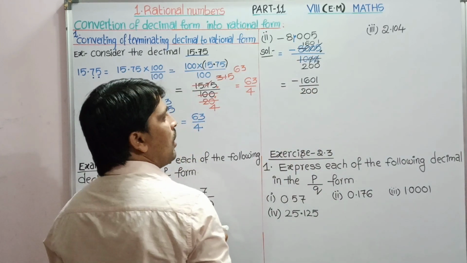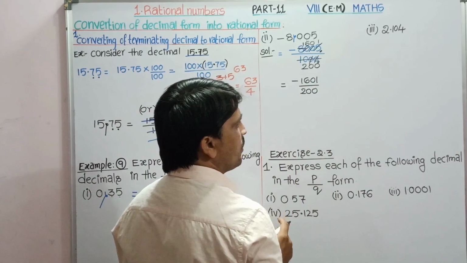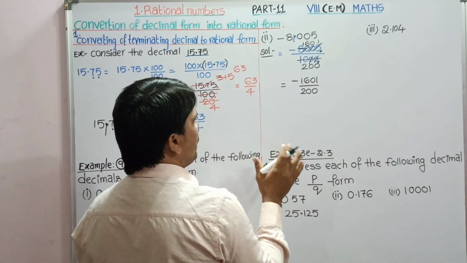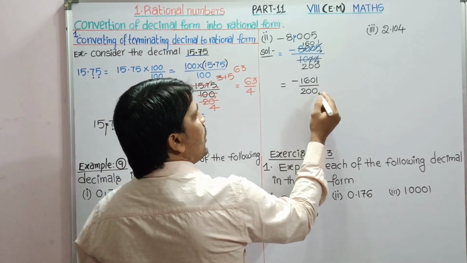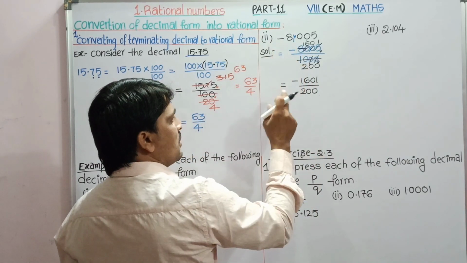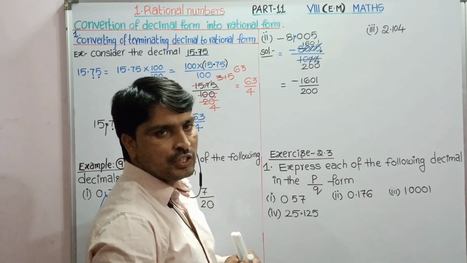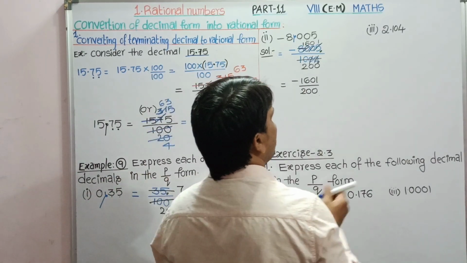1601 is an odd number and 200 is an even number, so further it cannot be simplified. So the P by Q form of the given decimal number is minus 1601 by 200. Let us see the third one.